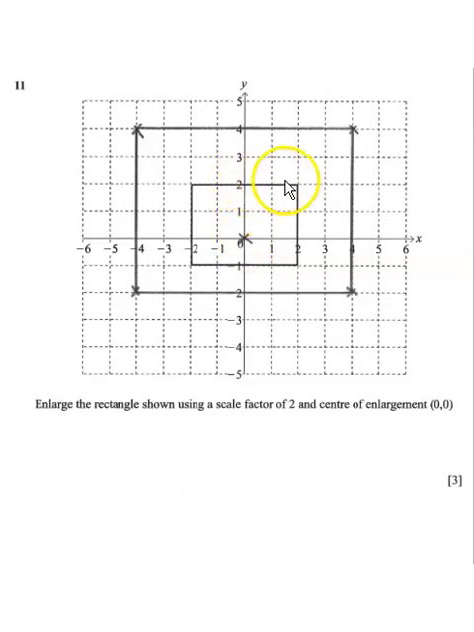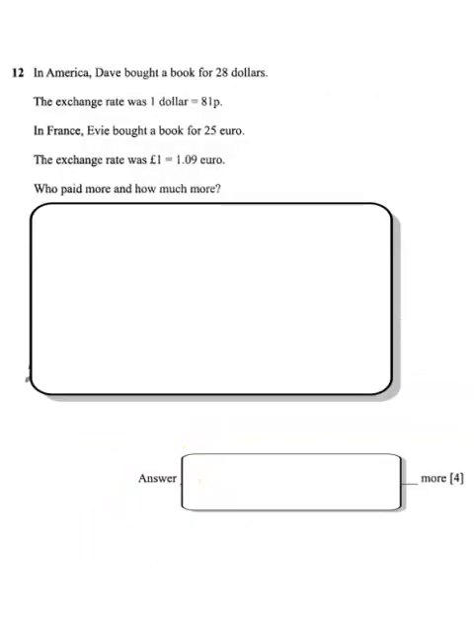So it's 2 up and 2 across for this point, so it's going to be 4 up and 4 across for the enlarged shape. Bottom one is 1 down and 2 across, so it's going to be 2 down and 4 across for the new point. And the same again, it's 1 down, 2 across for this point here, so it's going to be 2 down and 4 across. And if you plot your points there or draw your lines, then that's your enlarged rectangle.